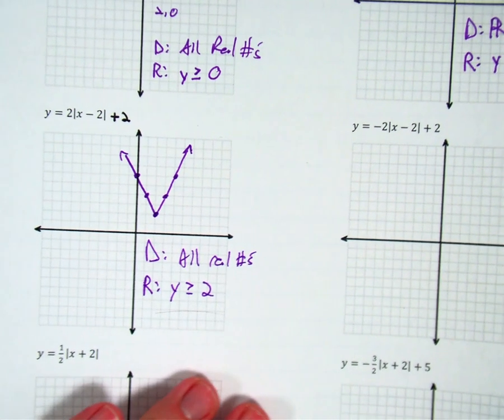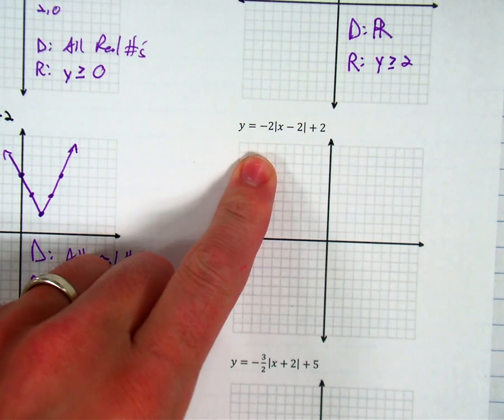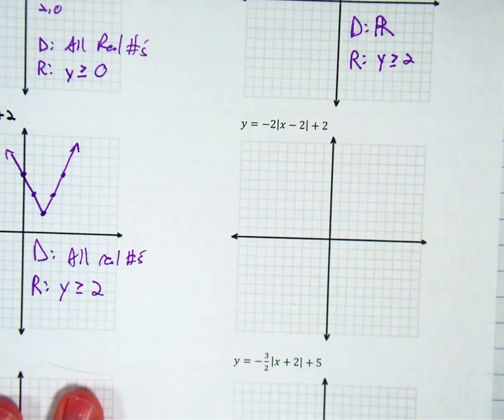Okay, now we're going to add a negative multiplier to the front. Okay, you go ahead and push pause and try that one on your own.